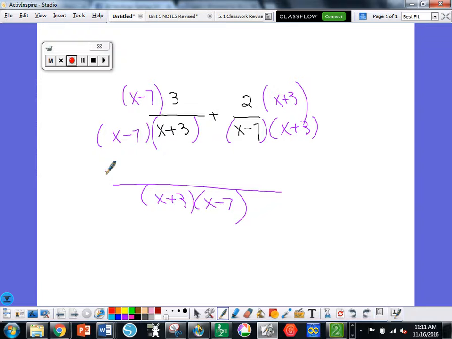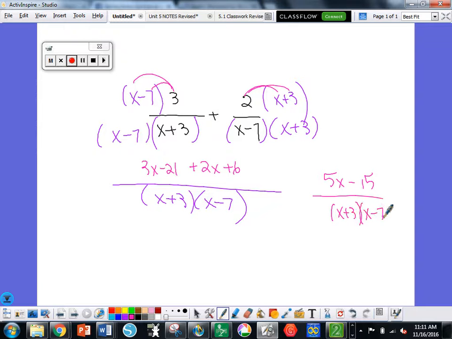How do I finish this off? You're going to distribute this, right? So 3x minus 21. We're going to distribute this, 2x plus 6. And then you combine like terms. 5x minus 15. Oh man, I thought I got something that was going to cancel. If this was a plus, I'd have canceling, huh? So close, but because it's a negative, does anything cancel? No. So that's how I would simplify it.